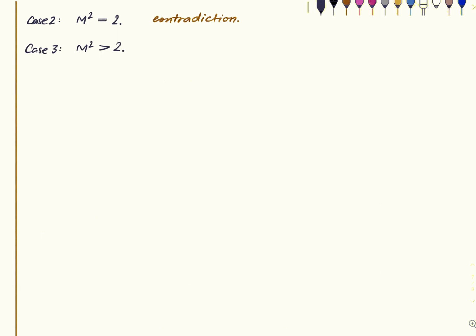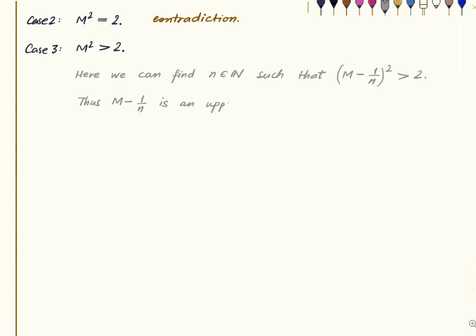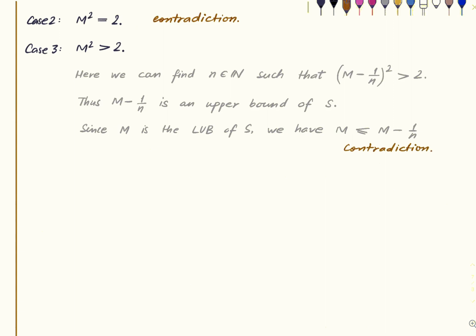So in this case, what will happen is that by the same kind of reasoning, here we can find a natural number n such that this will remain to be true. Therefore, this will be an upper bound to S. Right? And since M is the least upper bound of S, we have this, which is a contradiction. So in any case, we have a contradiction, and therefore there is no least upper bound to the set S that we have.